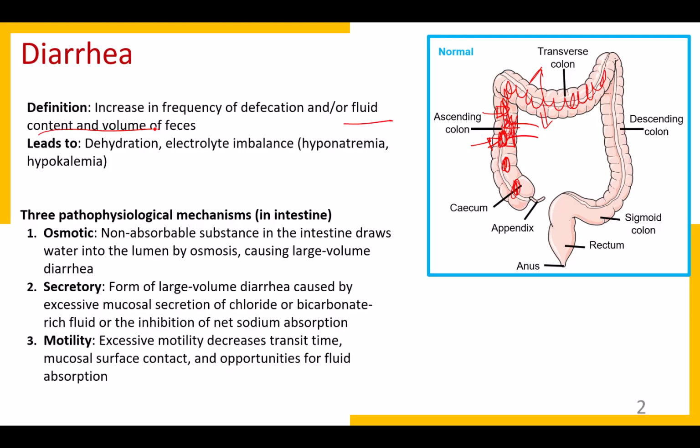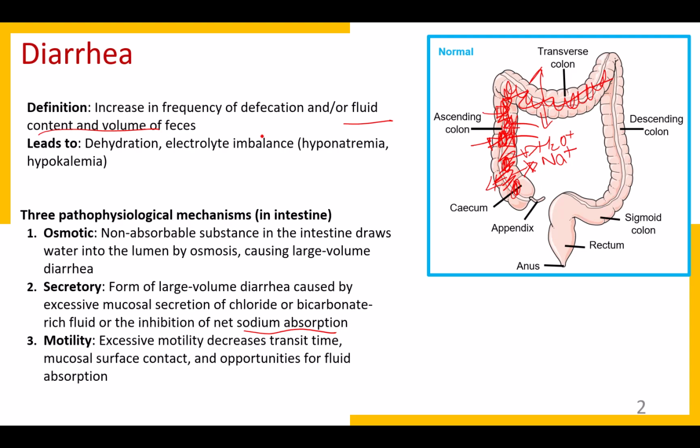Secondly, it could be secretory. So in that, again, the sodium absorption from the colon is inhibited, and where sodium goes, water follows. So if there's less sodium being absorbed, then there's also less water being absorbed. And so the water stays in the colon, and then you have an increase in fluid content and volume of fecal matter. The third reason is an increase in motility.